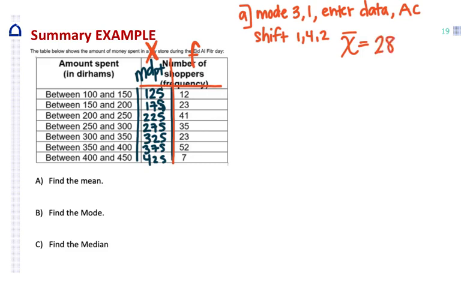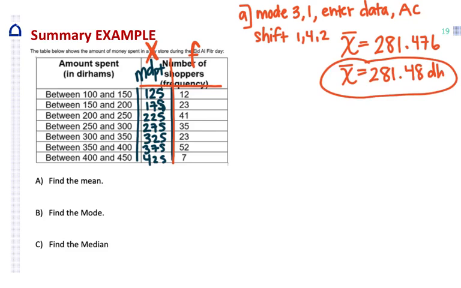My calculator says 281.476, but for money we should always round to 2 decimal places. So 281.48 dirhams is the average. Okay, so the mean is 281.48.